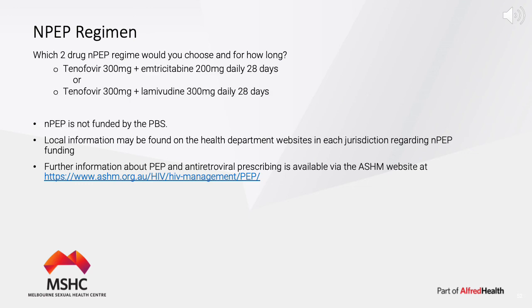And which two-drug nPEP regimen would you choose? You would choose tenofovir disoproxil plus emtricitabine for 28 days, or you'd use tenofovir disoproxil plus lamivudine for 28 days. Remember, nPEP is not funded by the PBS. Each state and territory funds its own nPEP, so you need to learn about the local funding within your state. More information is available at the ASHM website.